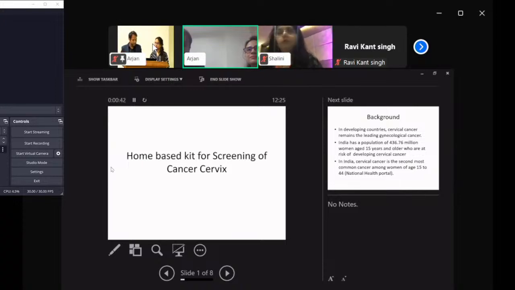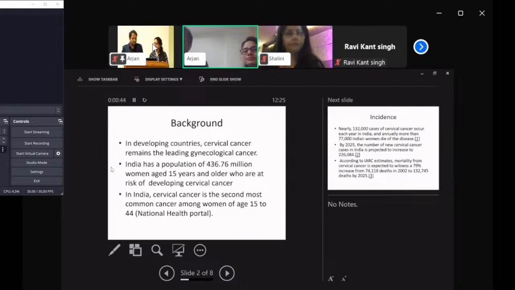changes after that. So if you see the background in developing countries like India, cervical cancer remains the leading gynecological cancer, and there is a population of approximately 436 million women aged 15 years and older who are at risk of developing cancer cervix. In India, cervical cancer is the second most common cancer among women of 15 to 45 as per the National Health Portal.